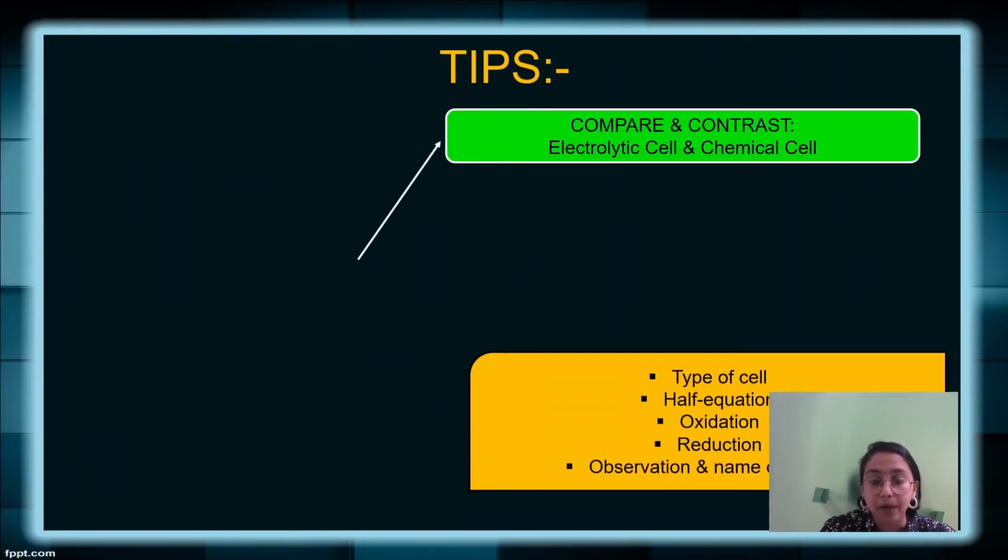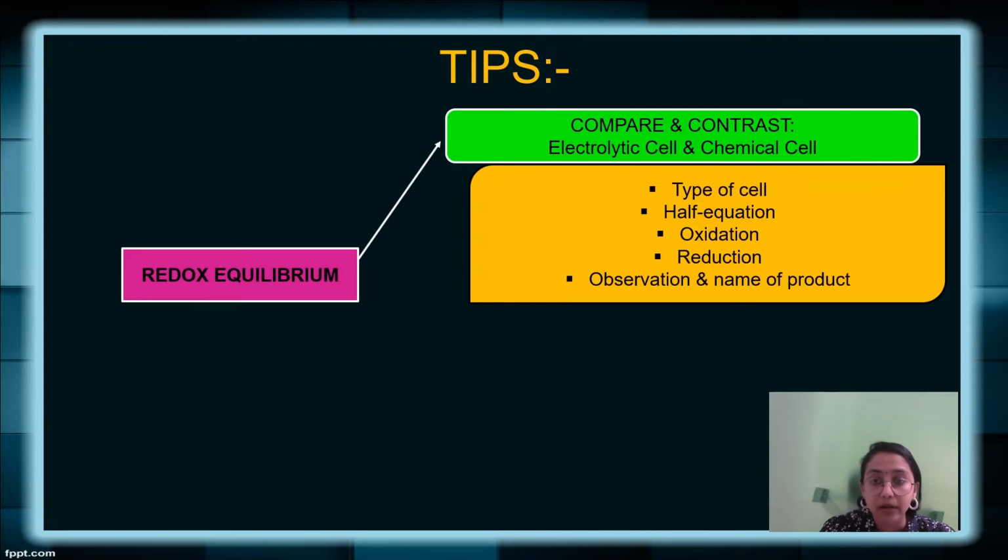Other than that, you learn separately about the electrolytic cell and the chemical cell, which is the voltaic cell. You should be able to compare and contrast these two cells. You must be able to recognize whether a cell is an electrolytic cell or a chemical cell, write the half equations for the anode and cathode of the respective cell, and, based on the reaction that occurs at the anode and cathode, define whether it's oxidation or reduction. And as usual, as I told you just now, the observation is very important.